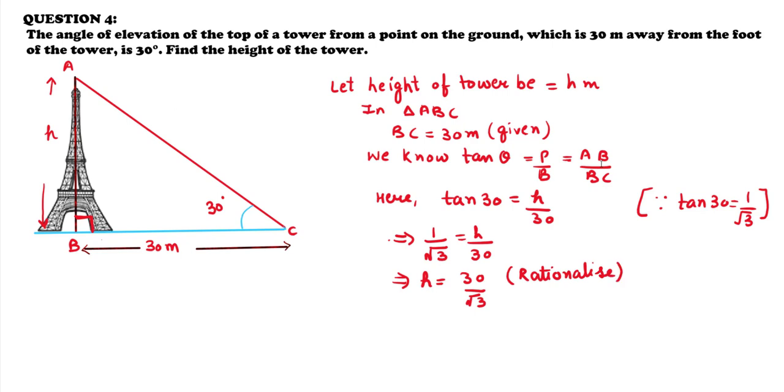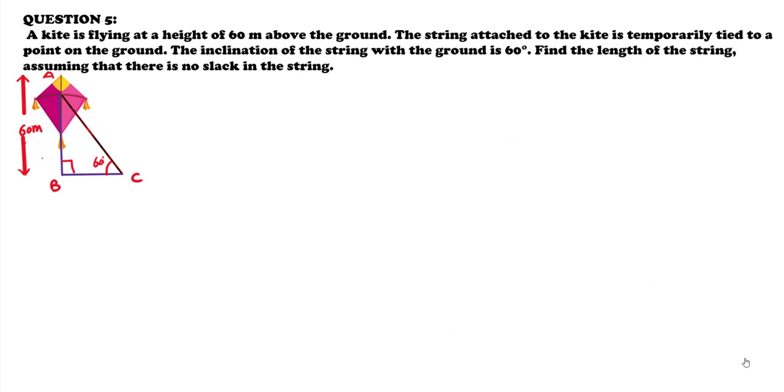As root 3 is there in the denominator, we will have to rationalize it. To rationalize, multiply and divide the whole number by root 3. We will get 30 root 3 upon 3. So that is h is equal to 10 root 3 meter. This is our answer.